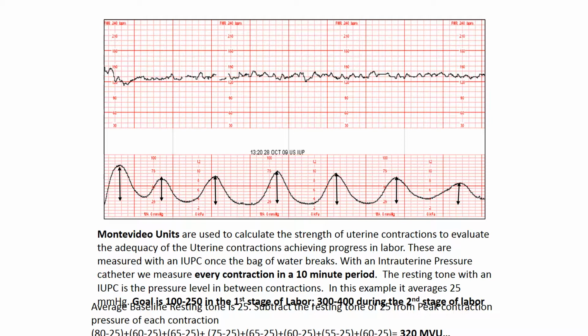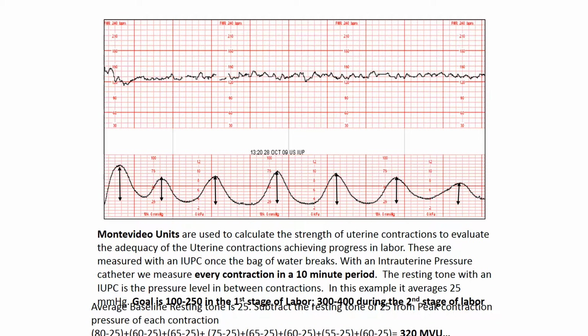Now we have the advantage in this particular tracing of using an intrauterine pressure catheter monitor, which is very important. So we're going to look at the peak of the contraction and calculate that out, and then we're going to subtract that resting tone. Now I've averaged some of these, so they're not 100% perfect, but this again is an estimate. So Montevideo units are used to calculate the strength of uterine contractions, to evaluate the adequacy of the uterine contractions achieving the progress in labor.